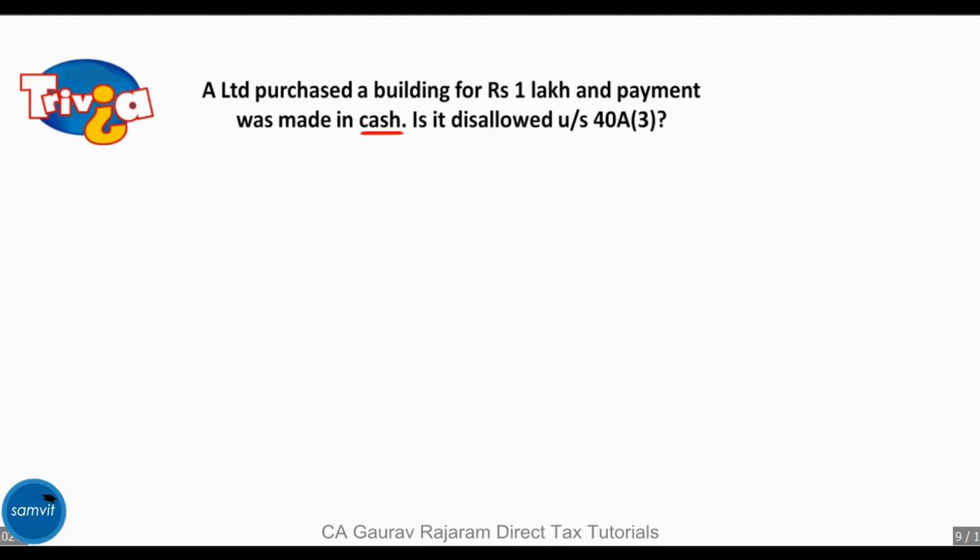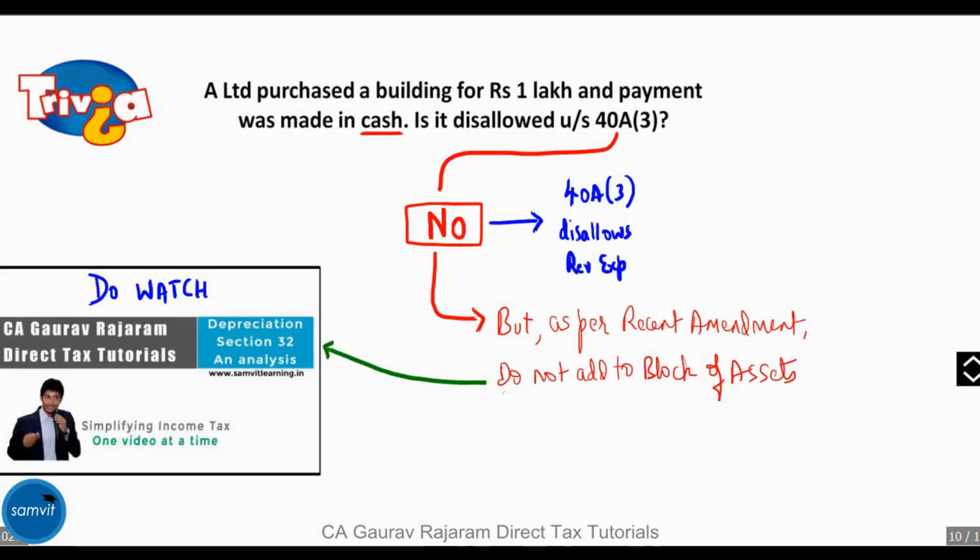Test your knowledge by answering this question. The answer is no. 40A(3) disallows only revenue expenditure, but as per a recent amendment, you would also not get depreciation as it would not be added to the block of assets. Do watch my video on depreciation to understand this in detail.